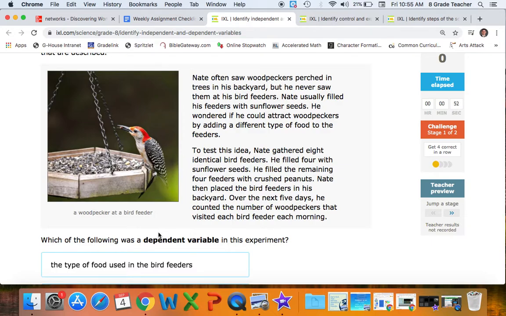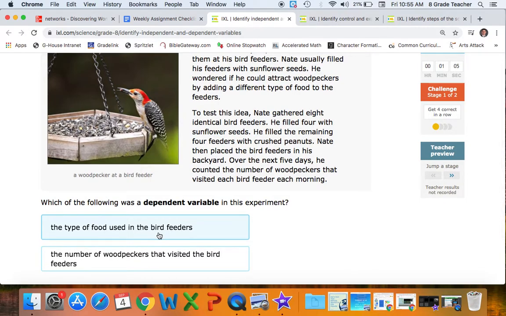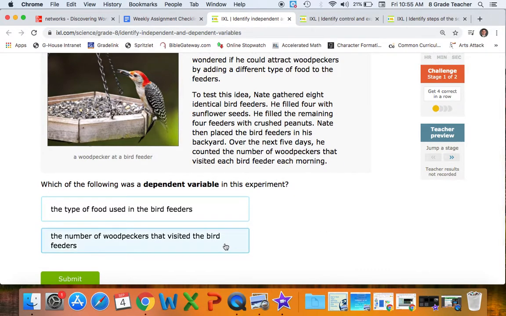Remember, independent is what has changed. So he has 4 feeders that are one thing and then 4 feeders that are another, between sunflower seeds and peanuts. The dependent variable is what was the result of that specific change. Is the type of food used in the bird feeder the dependent variable, or is the number of woodpeckers that visited the feeder the dependent variable? I would say the independent variable, the thing that he changed specifically, is the type of food, and then whether those birds showed up was dependent upon the food.